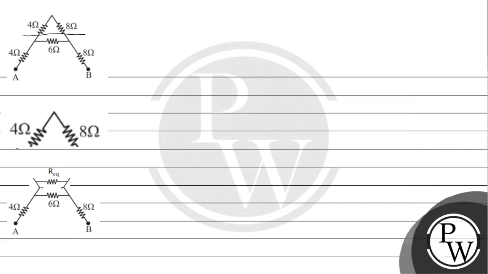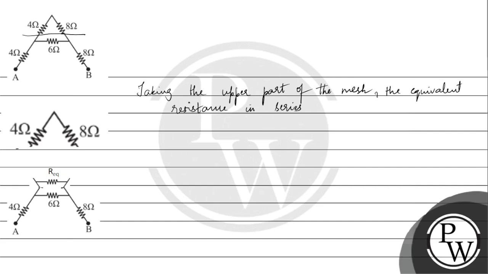So taking the upper part of the mesh, the equivalent resistance in series. तो यहाँ पे we have for this, so the equivalent resistance for series will be, तो ये 4 ohms और 8 ohms series में है, so this will be 4 plus 8 equal to 12 ohms.